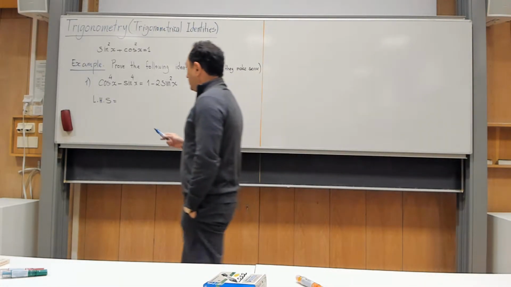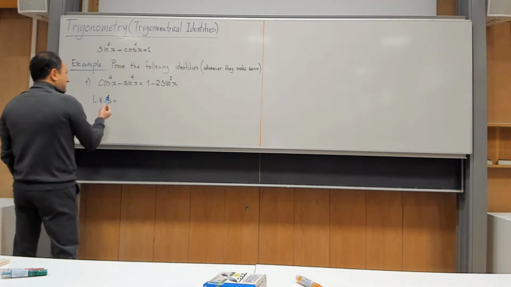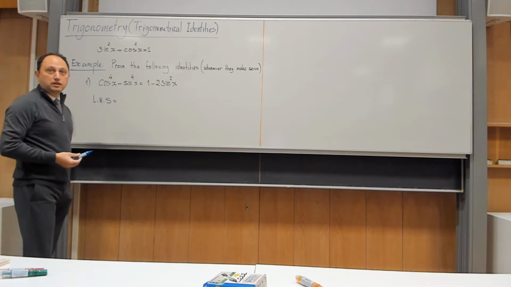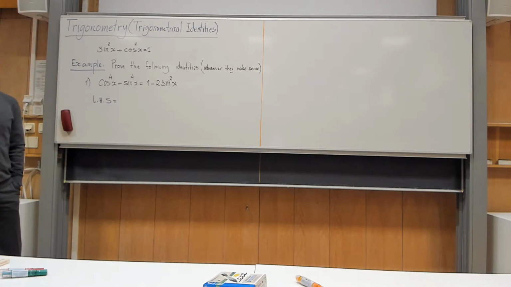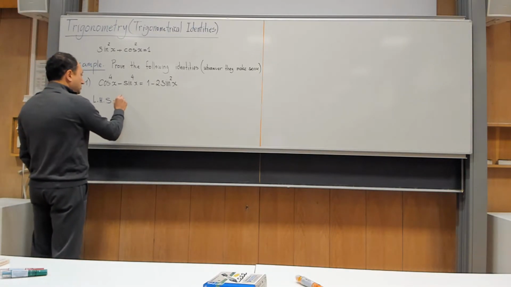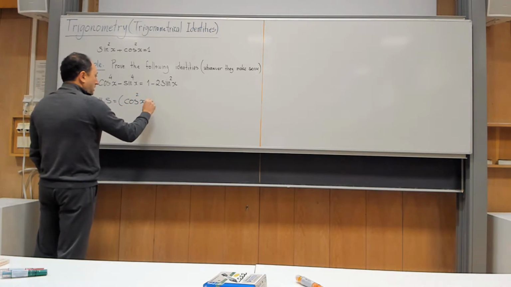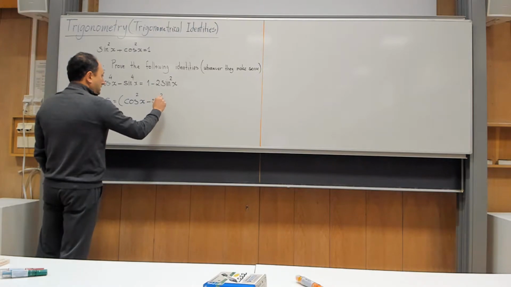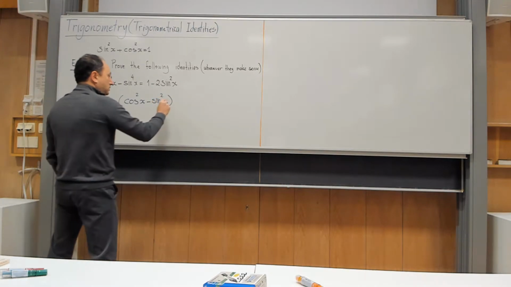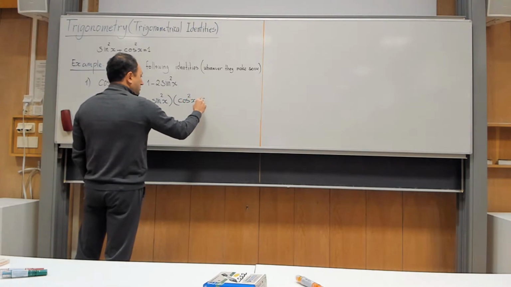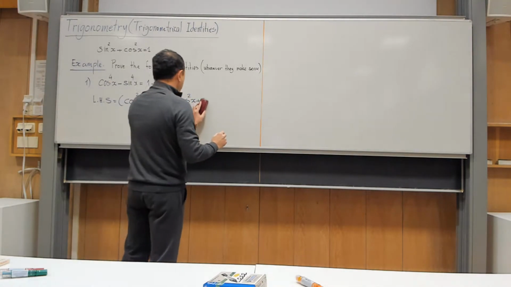Okay, so if I want to do that, do you recognize any pattern on the left hand side? Yes? The conjugate pattern. So I factorize it, yes? So this becomes cosine squared x minus sine squared x multiplied by cosine squared x plus sine squared x. Yes?